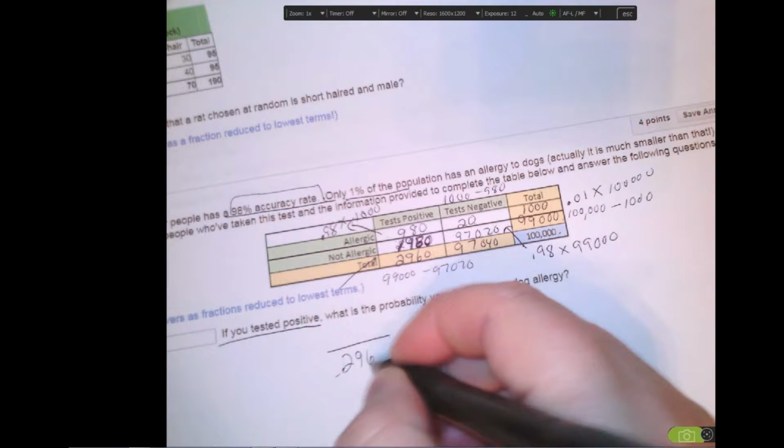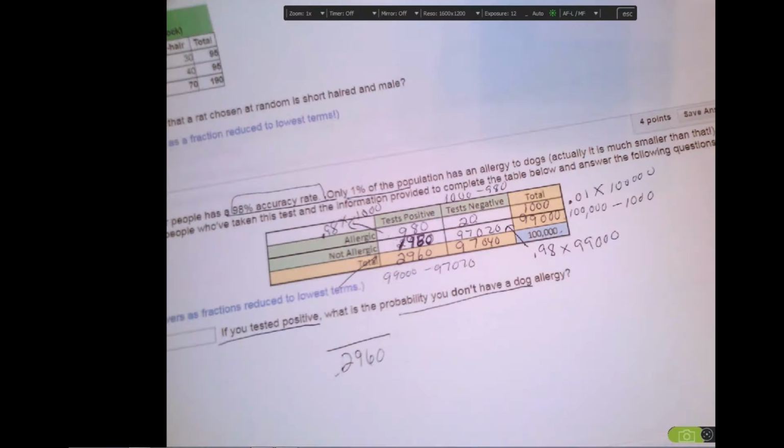Now we're right back to section 16. If you test positive, okay, so how many total positive test results do we have? 2,960. Yep. What's the probability you do not have the allergy? How many don't have the allergy of those that tested positive? 1,980.